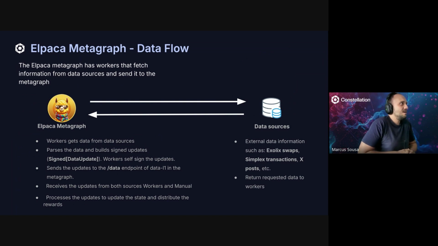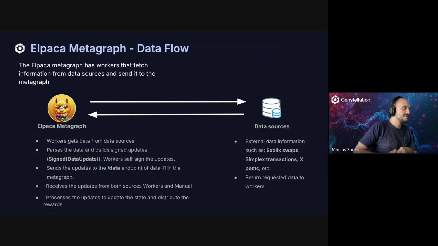So the data flow of the Elpaca Metagraph. Like I've told, the Metagraph has workers that fetch information from a data source and send it to the Metagraph. So workers will get the data from the data source. We call them data sources right here. And these data sources can be one Exolink swap, one simplex transaction, posts on Twitter, X for the future. We get that information and return the requested data to the workers. With the data source, we fetch the data externally, process the information, and return it to the worker. The worker will build the update and send it to the Metagraph.